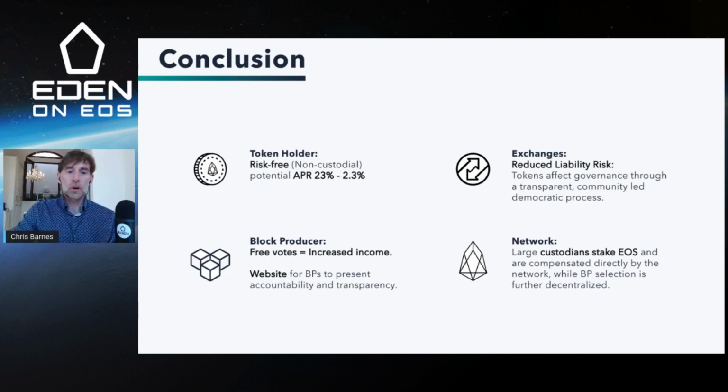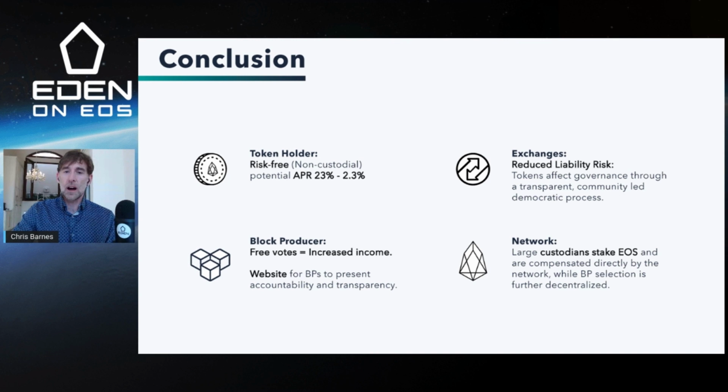Finally, just to summarize this, the token holder receives a risk-free non-custodial APR. And non-custodial means that you don't have to stake to a third-party DeFi application and actually lose custody of your tokens. You're using the system contract staking mechanism to stake your tokens, which you still retain possession of and yet can receive APR.